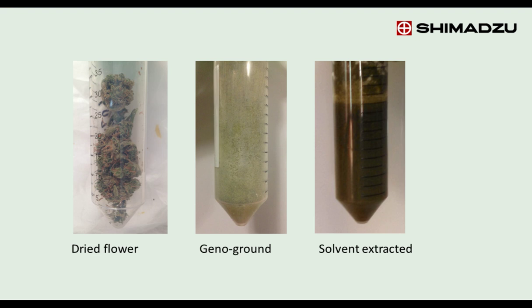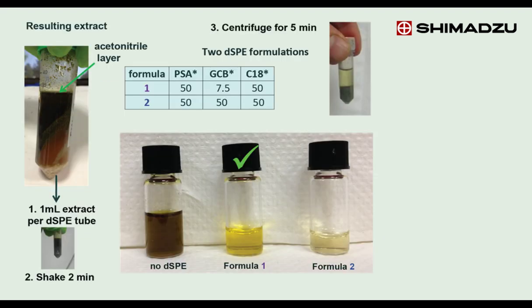Now, we could inject this directly into the instrument. However, in order to keep the instrument cleaner, we like to do a cleanup step. And the cleanup step involves taking the sample extract and subjecting it to a cleanup treatment with a material which is called dispersive SPE. And SPE is the solid phase extraction. And this consists of several ingredients which are designed to adsorb the matrix, that is the undesired compounds in the sample. In this case, we tested several different formulas that consist of PSA, that's a primary secondary amine, GCB, which is a graphitized carbon black, and C18, which is the octadecylsilane material, in different ratios.